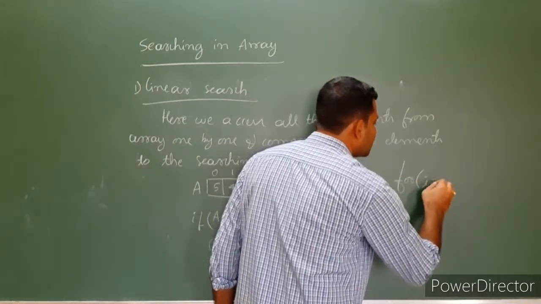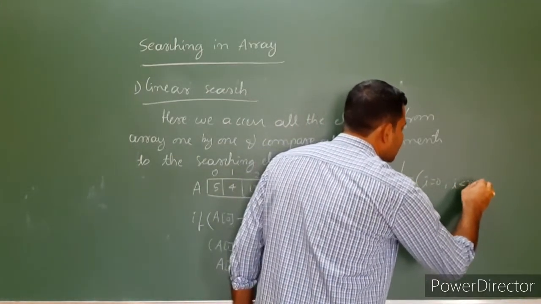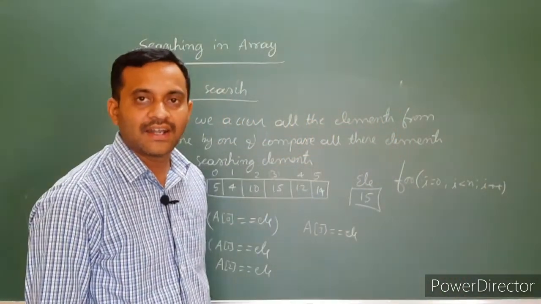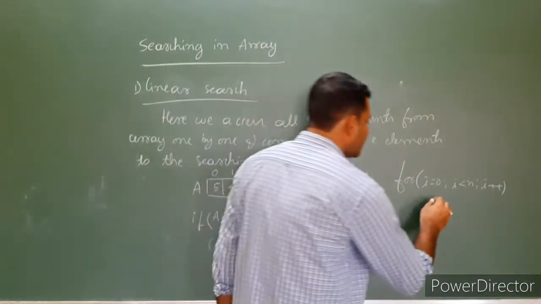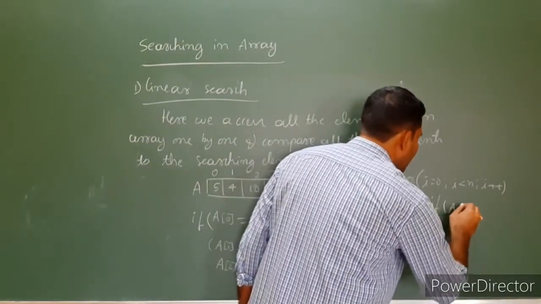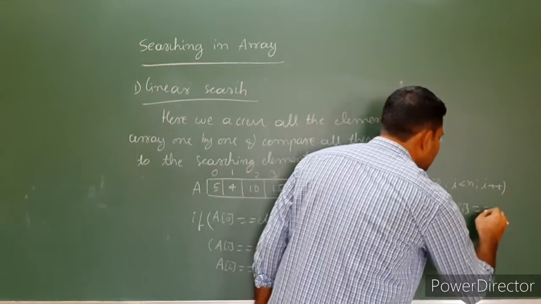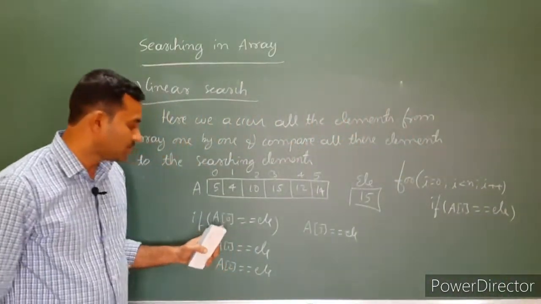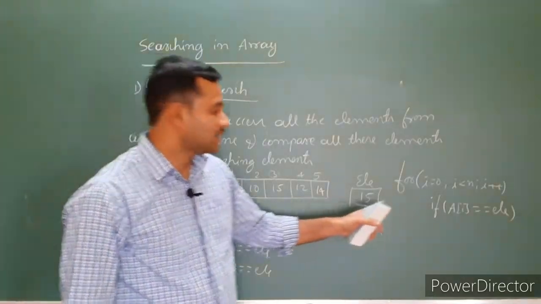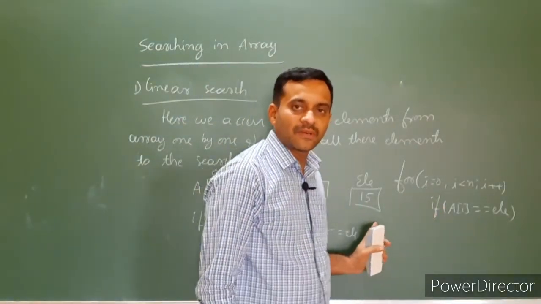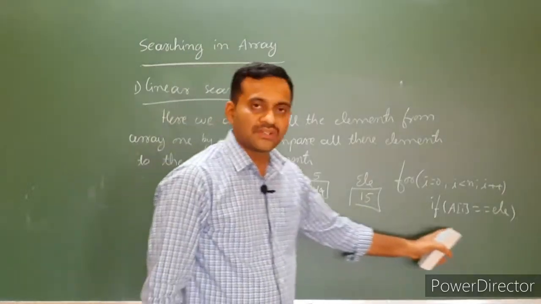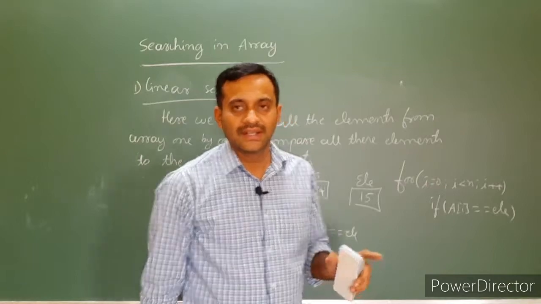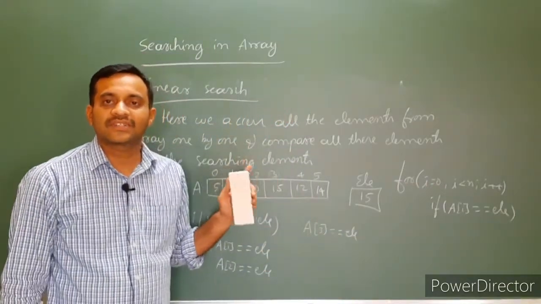For I equals 0, I less than n, I plus plus. It is a for loop to access the array index values. Inside that we use if A of I is equal to the searching element. The I value varies from 0, 1, 2. So for every index value we access one element from the array. That element is compared with the searching element. If it is found, we return the I value. That is the location of the searching element.